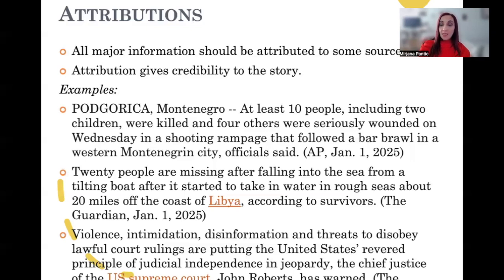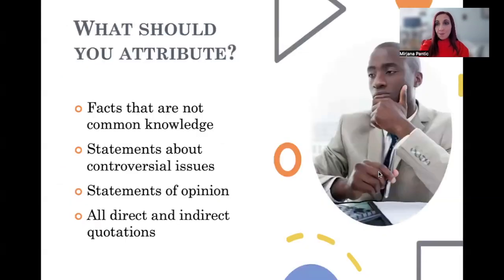But as you see in all of these cases, they had the key information presented in the story lead attributed to a source. So the lead of the story had attribution. So in almost all cases, not all cases, but in the majority of cases, you will find attribution in the lead of the story.